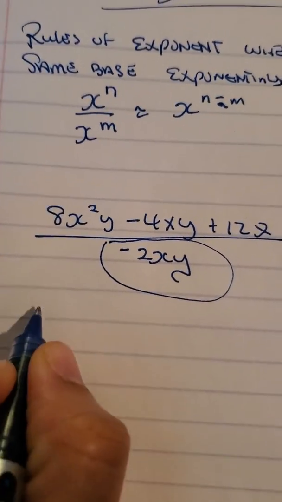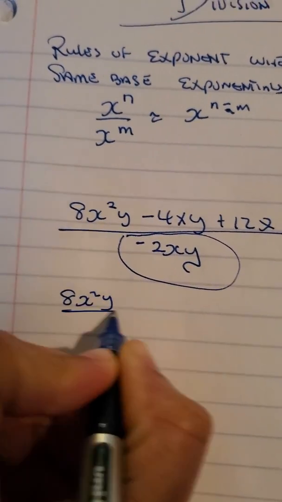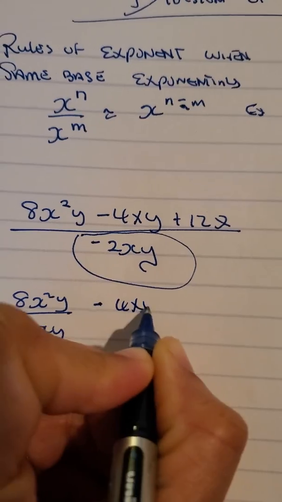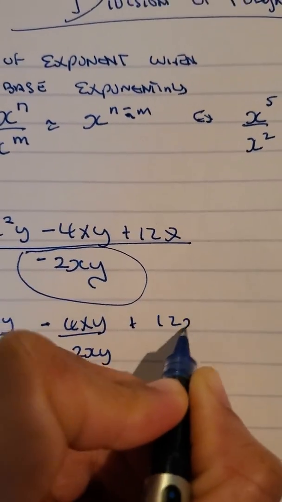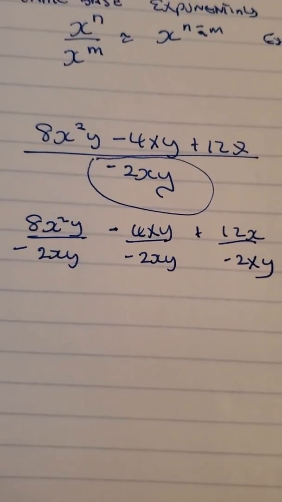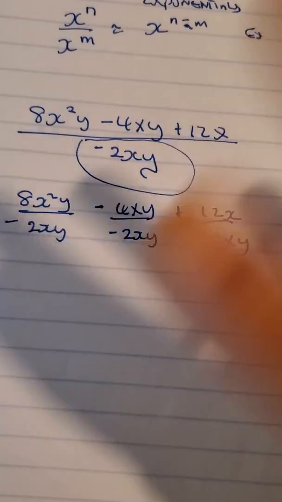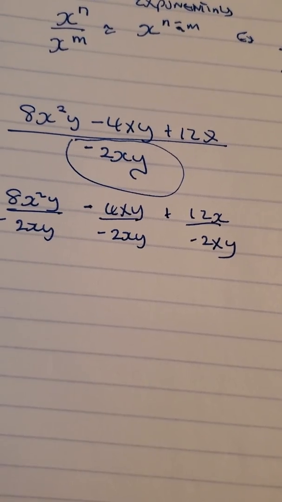So this can be rewritten, which I advise, as 8x squared y over negative 2xy minus 4xy over negative 2xy plus 12x over negative 2xy. All right. So in this case, we do not have to find any LCM. The question is asking you to divide.